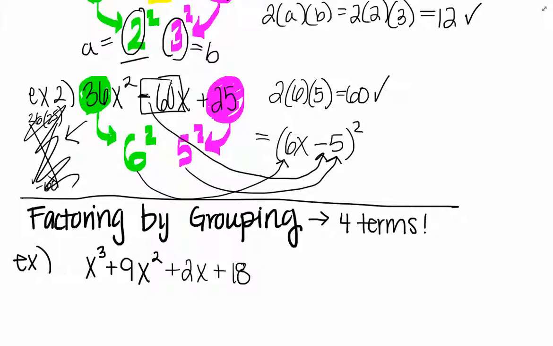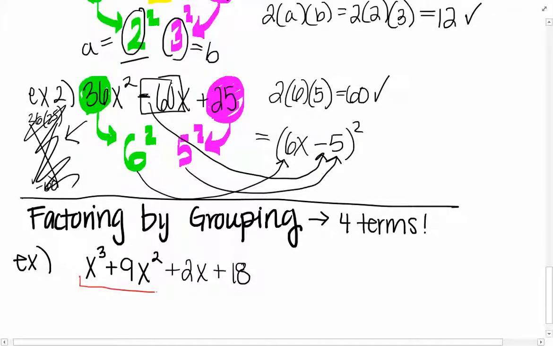Okay, so factoring by grouping is going to have 4 terms. 1, 2, 3, 4 in order to work. And it's a variation on a GCF. It's just your GCF's a little bit more complicated. Okay, so you're going to need 4 terms. And what you're going to want to do is look for a GCF in 2 pairs. Now this is not a method that's going to work for everything with 4 terms. You just have to see if it works.